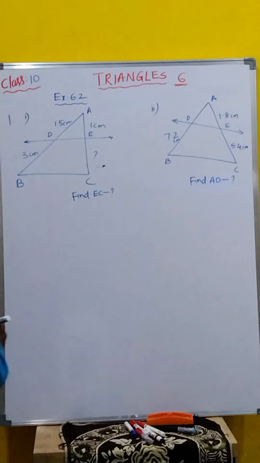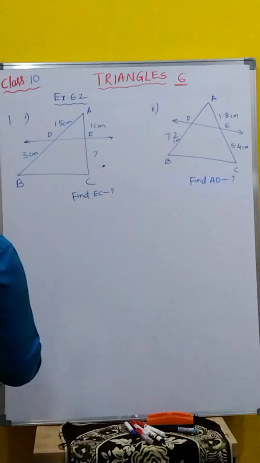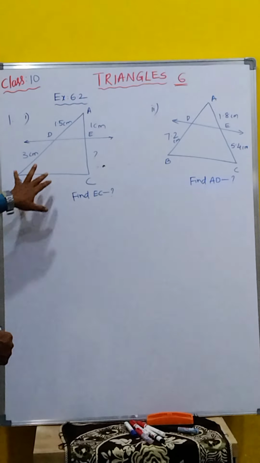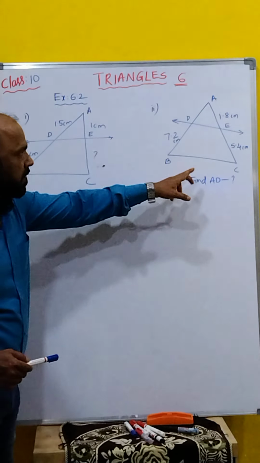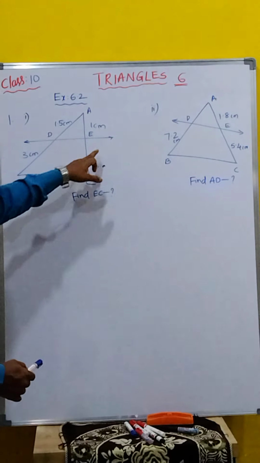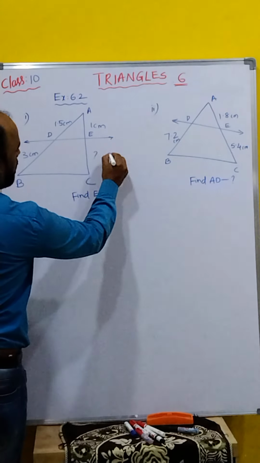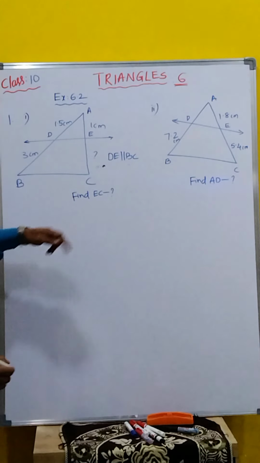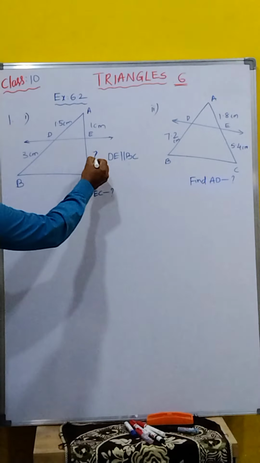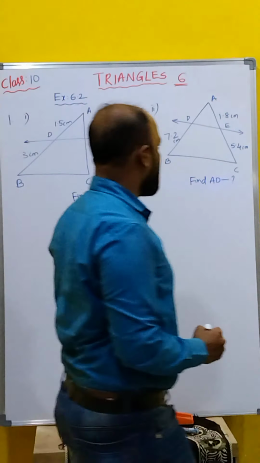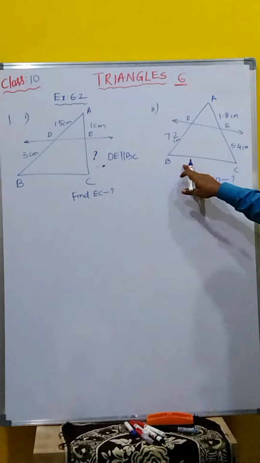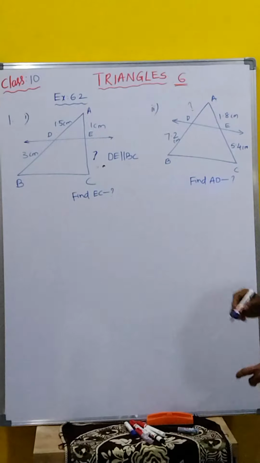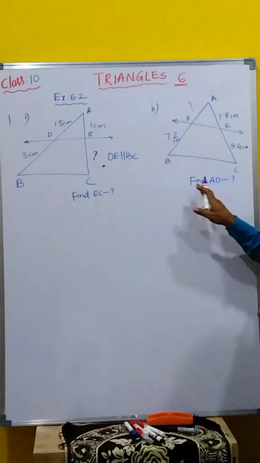Hello students, now we'll go for exercise 6.2, first problem. The first question, two parts are there in this. Here this is the figure, and here this is the figure. In triangle ABC, DE is parallel to BC, that is given. Then find EC, this is missing. This missing term we have to find. In the second question also the same: DE is parallel to BC. Then find what is missing? AD is missing. We have to find AD. Clear children? Find EC and find AD.